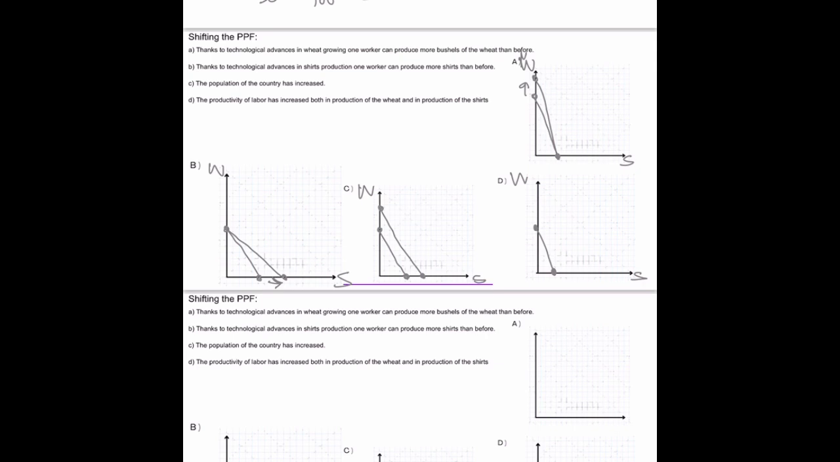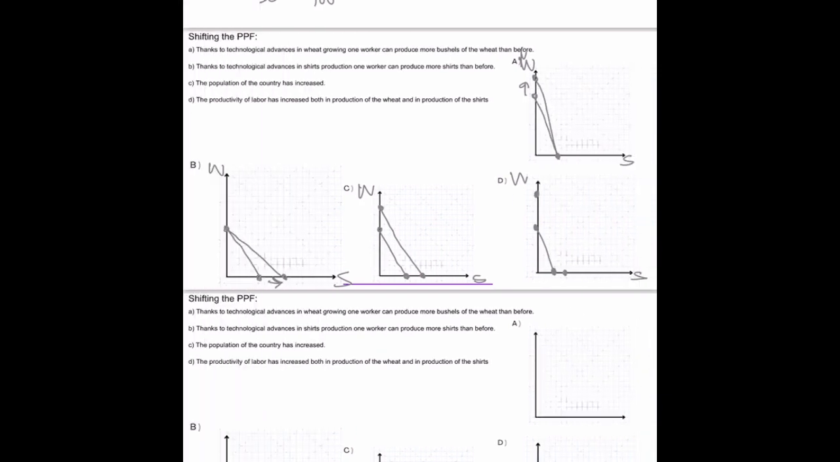In our next possibility, we can assume that our wheat production is going to increase more than our shirt production, and that'll be a shift and a change in slope. And in our last possibility, we're going to assume that our shirt production is going to increase more than our wheat. And that's going to look like this. Another shift, but also a change in slope.